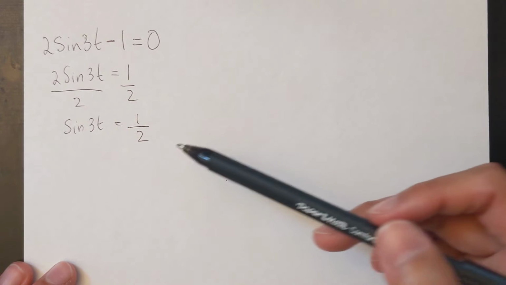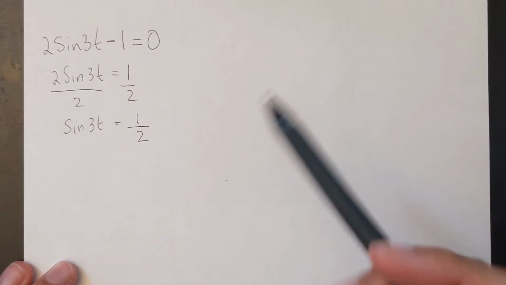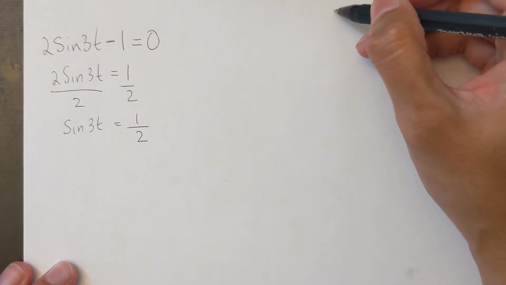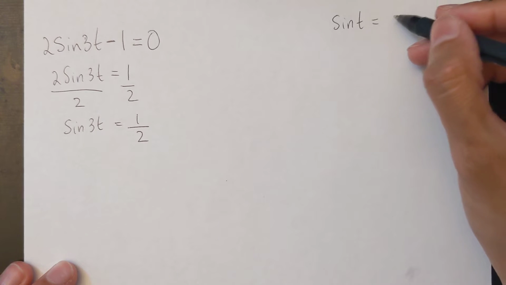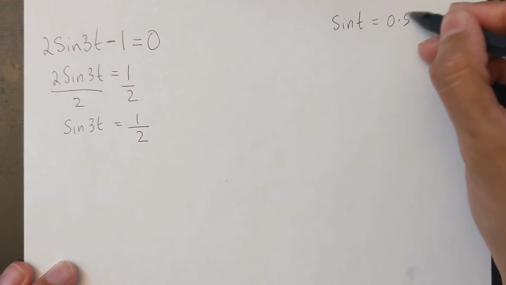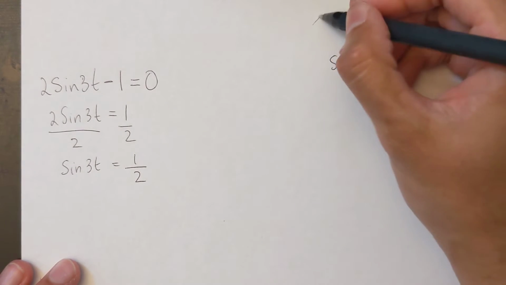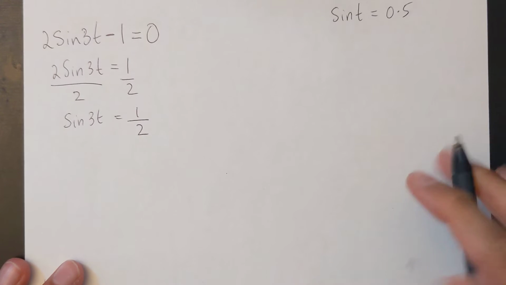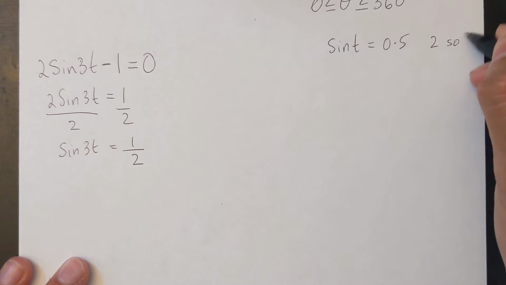Now we need to solve this using our CAST rule, but before I do that, I'm going to explain what this 3 over here means, because we now have a k value. So let's get into a side explanation of this, because you've probably never seen this before. If I have sine t equals, let's just say 0.5, we'll use the same value. Remember, this question is from 0 to 360, so we're assuming the whole question is from 0 to 360. Well, if I have sine t equals 0.5, I'm going to have two solutions.